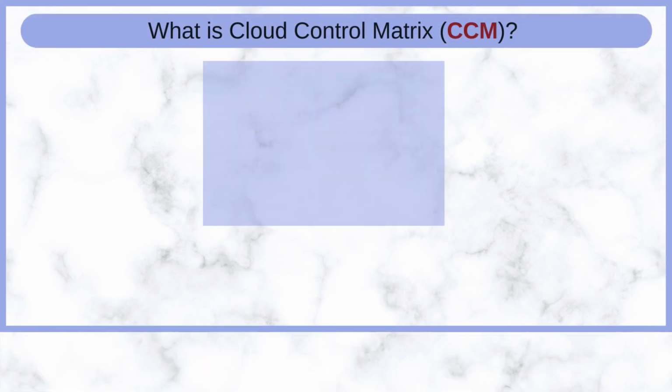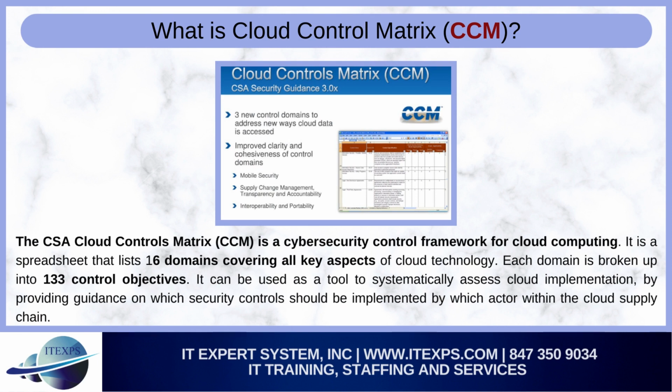What is the Cloud Controls Matrix? The CSA Cloud Controls Matrix is a cybersecurity control framework for cloud computing. It is a spreadsheet that lists 16 domains covering all key aspects of cloud technology. Each domain is broken up into 133 control objectives.